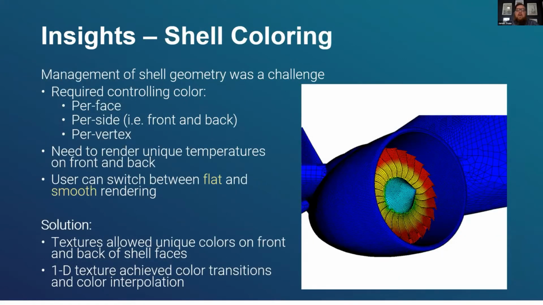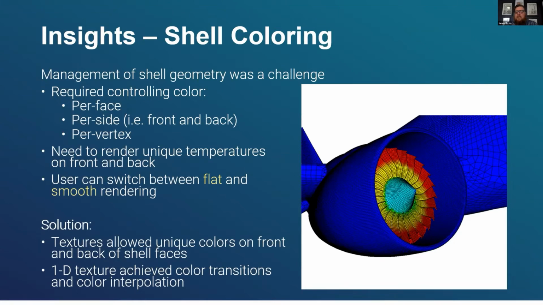So one of the other insights is around shell coloring and how we're rendering this geometry. And so we needed to have different temperature results rendered on shell geometry that might be different on the front and back, and also maybe different at each vertex. And so this was a core feature that we needed to bring over from the legacy engine. And the main feature that we used in Hoops to accomplish this was to render using textures.